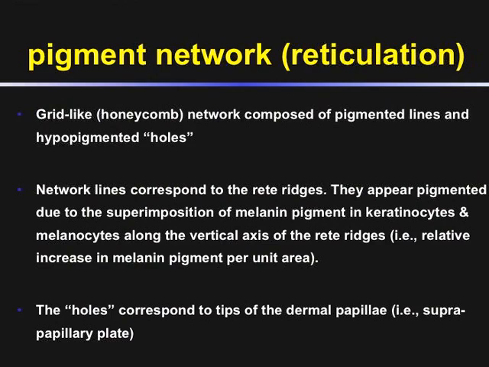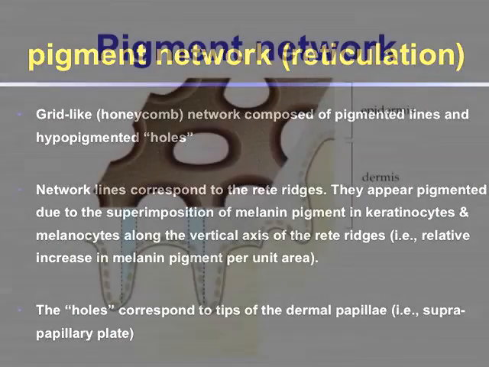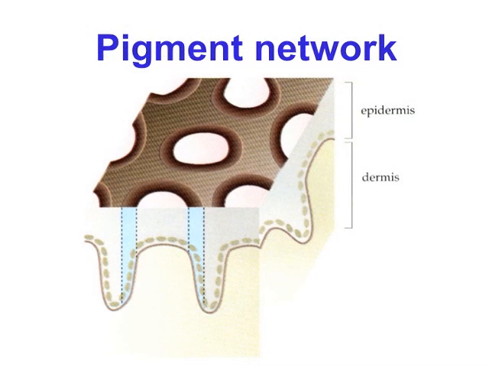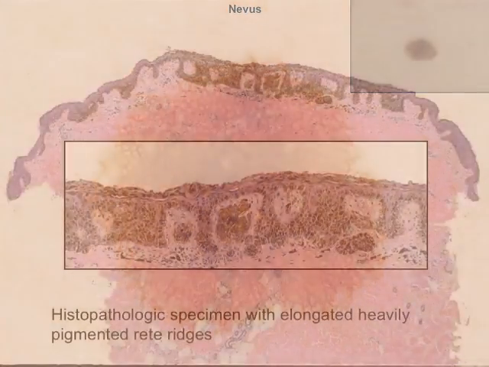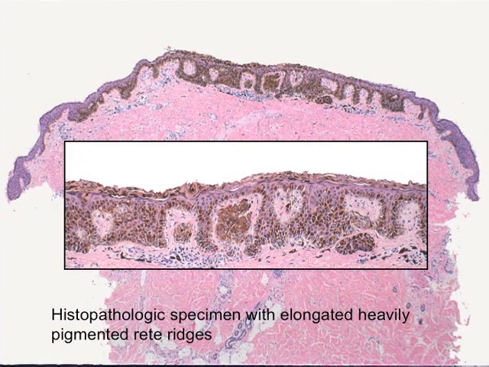Now, a pigment network is basically a grid-like pattern, and it's easier to show it schematically as follows. You have your rete ridges and your suprapapillary plate. There's more melanin per unit area in your rete ridge than over the suprapapillary plate. Hence, your rete ridge appears as a dark line, and your suprapapillary plate appears as a hole. That's really the network. So here's your classic network of a nevus, and if we look at it histologically, you see the nice DE junction, rete ridges with the pigmentation, and that's responsible for the network.